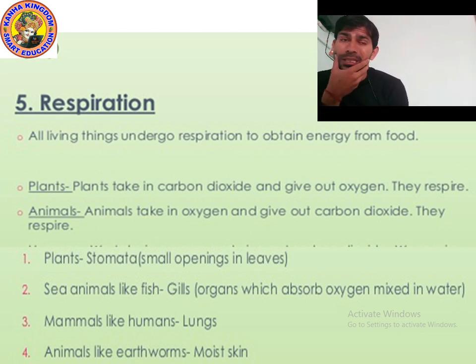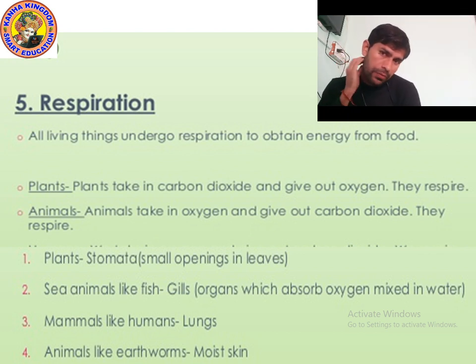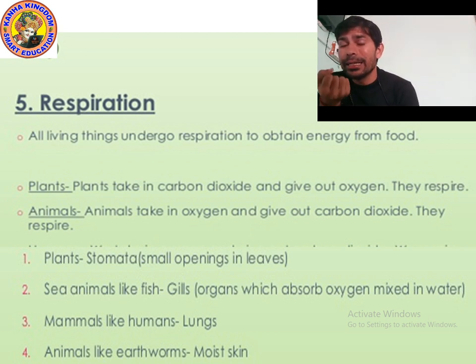During respiration, we breathe in oxygen and release carbon dioxide. Yes, all human beings breathe in oxygen. And animals also take in oxygen and give out carbon dioxide. And plants, when we studied photosynthesis in the previous class, we talked about how plants take in carbon dioxide and give out oxygen. But at night, they do just the opposite. At night, plants take in oxygen and give out carbon dioxide.